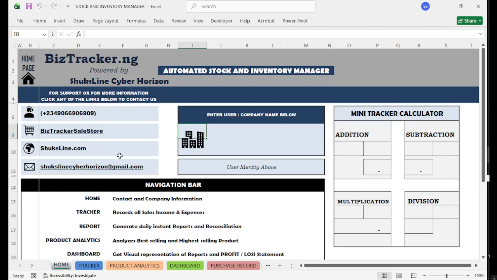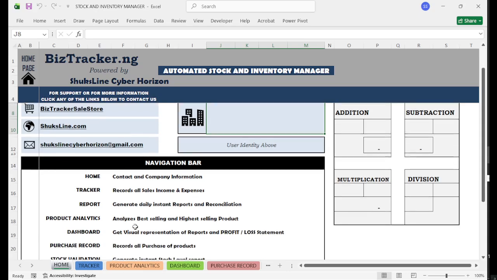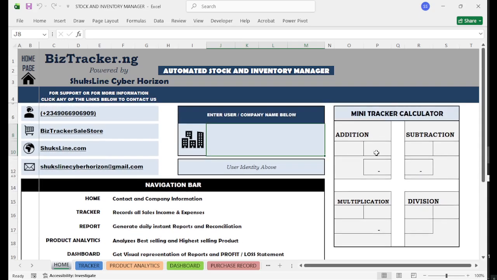This is the biz tracker homepage. This is where you're going to input the name of your business, and this is where you can contact me. This is the navigation bar on how the sheets work, each of the sheets, and this is a mini calculator you can use to make calculations.